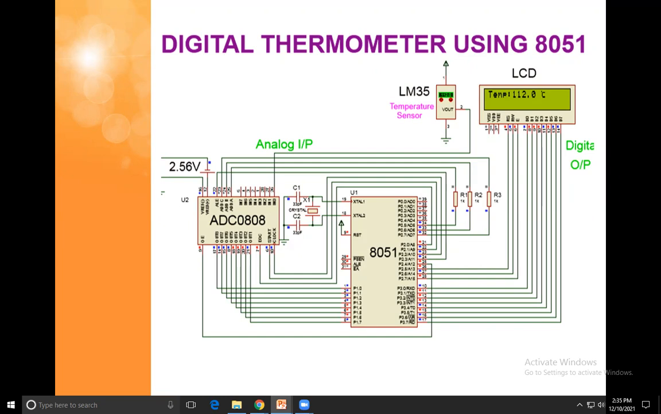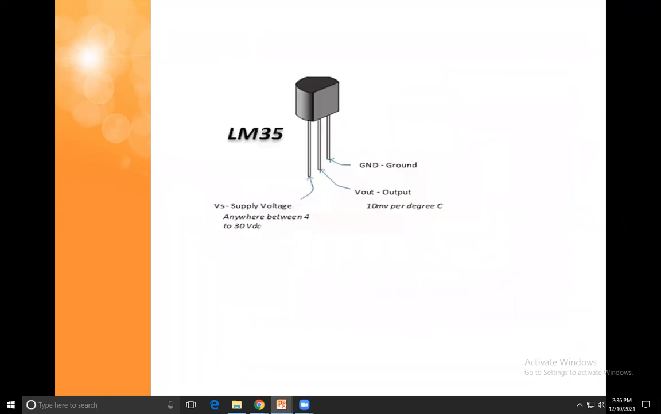So this is the last point in our unit number 6. Digital thermometer using 8051 means what? You have to connect the thermometer or a sensor to the 8051. Interfacing of the sensor to the 8051, and by using that interfacing connection, you have to display the room temperature on your LCD display. Okay. So please see, this is the LM35 sensor we have to use.